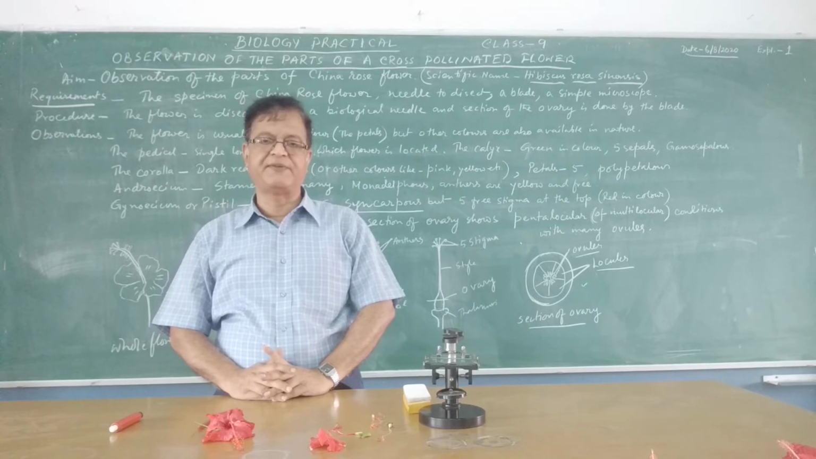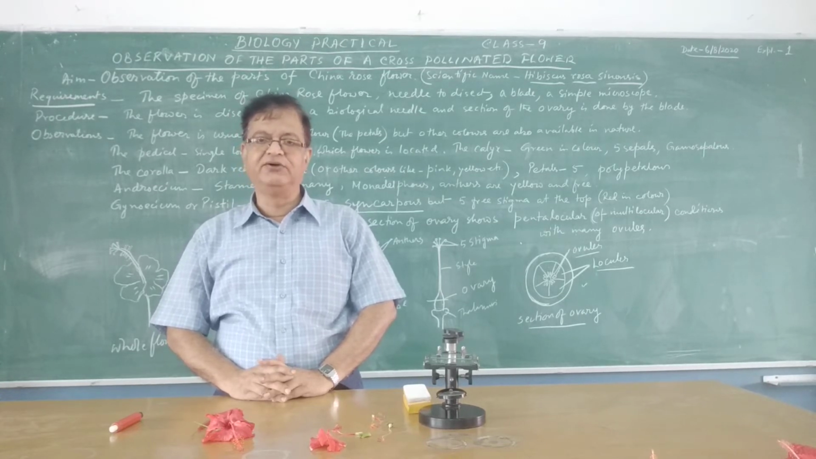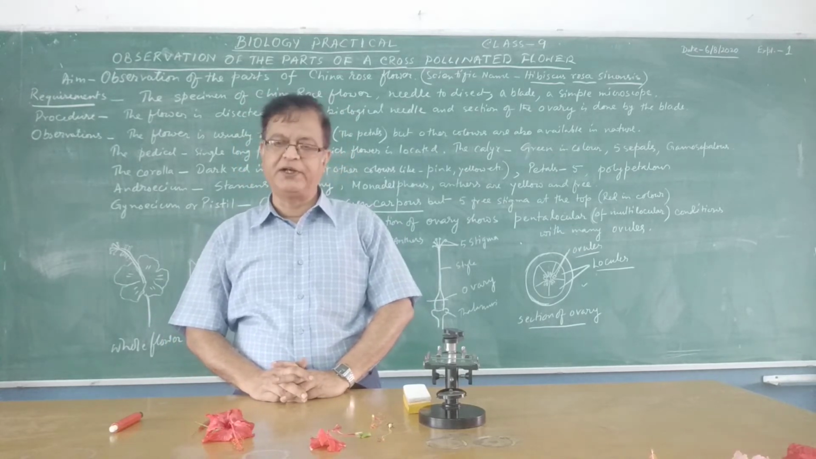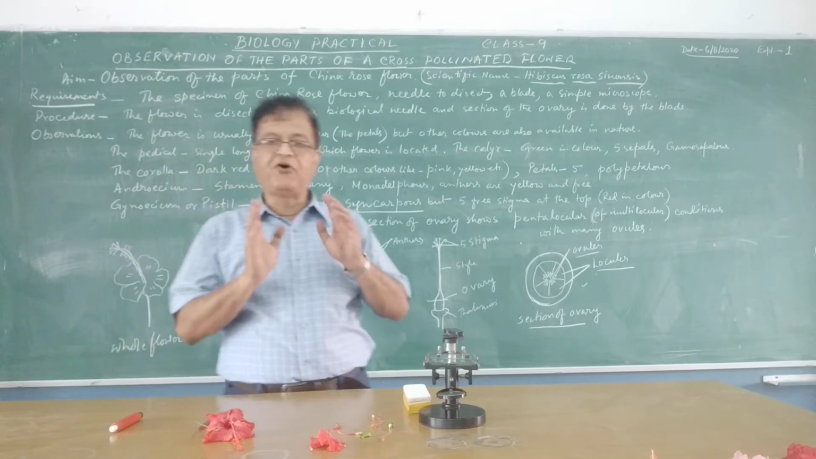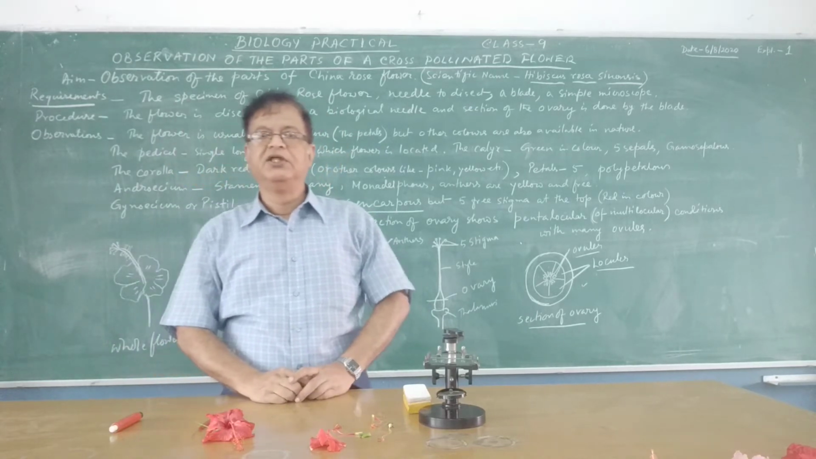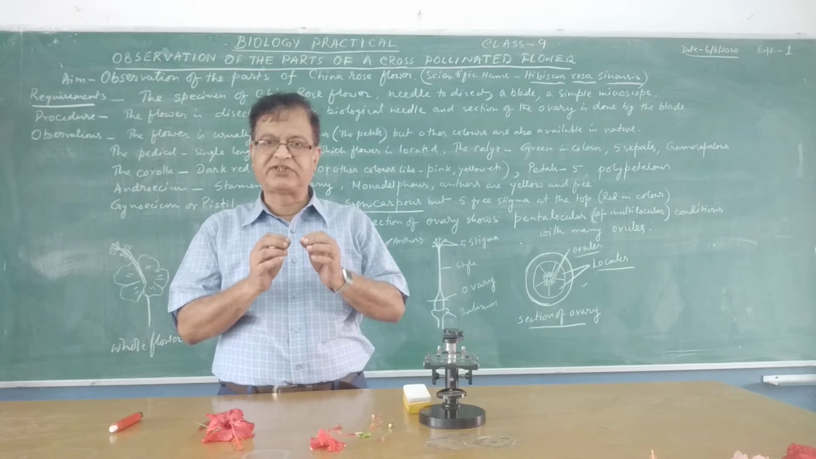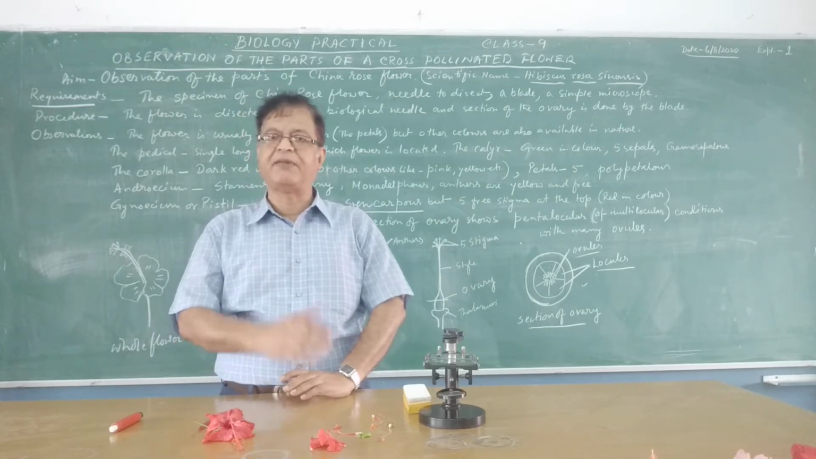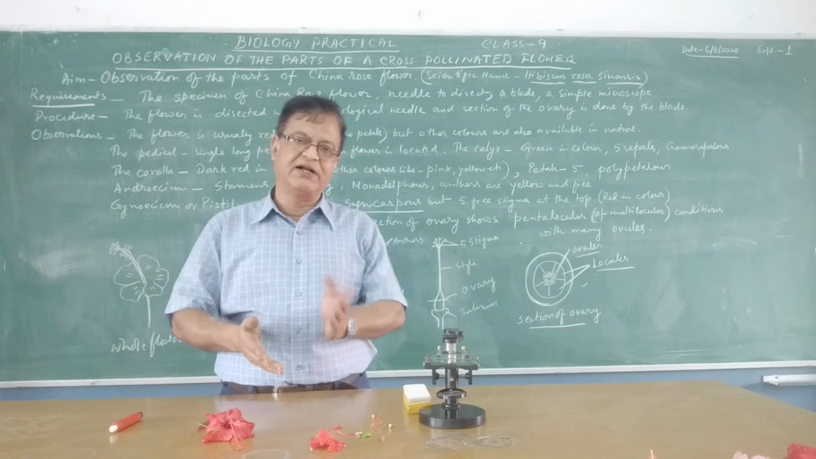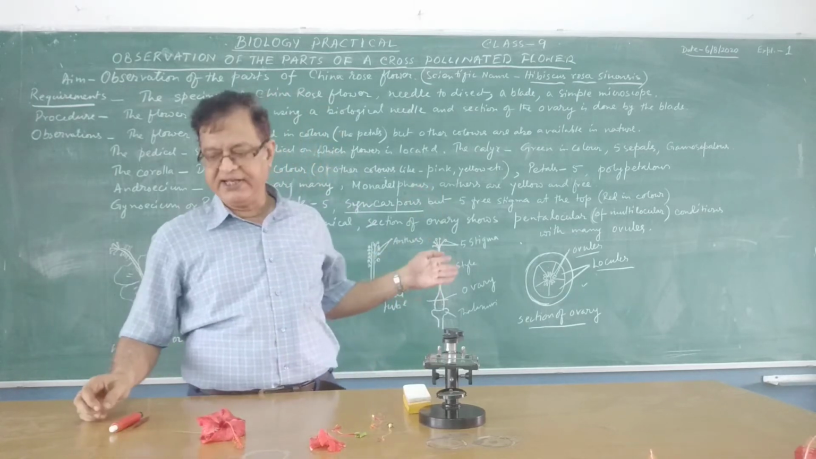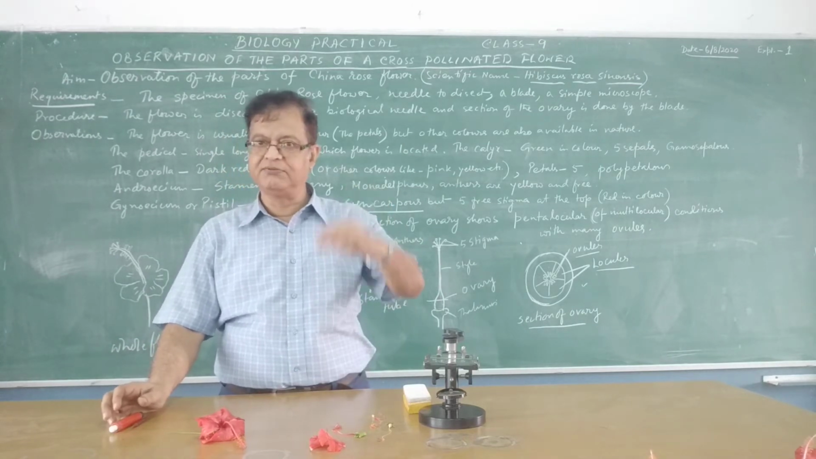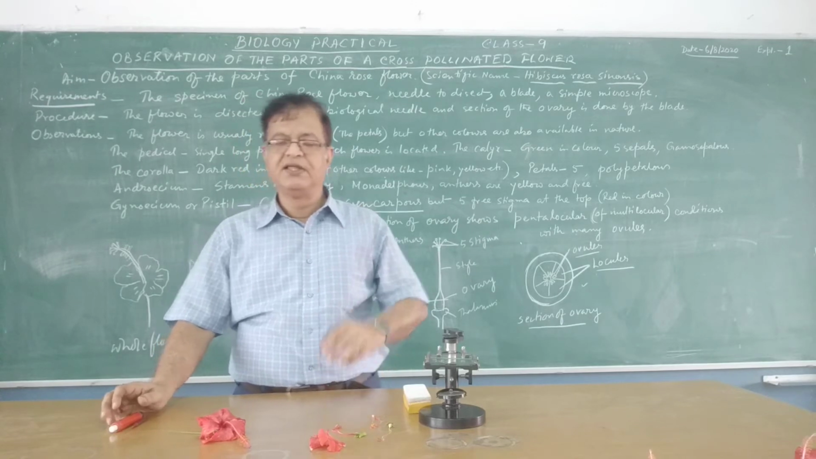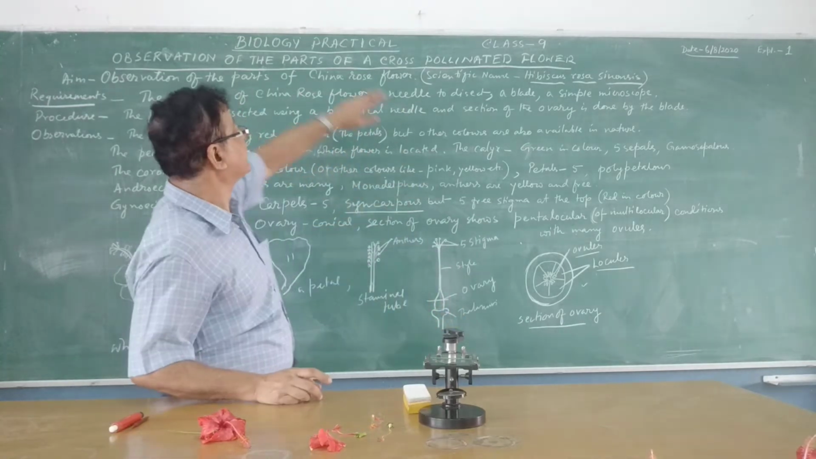Today's experiment is experiment number 1, and today's topic is study of a cross-pollinated flower. Before I start the practical, you should have one thread practical file with loose practical papers. The papers should have one side plain, one side ruled. The writings given here you should write on the ruled side, and drawing should be done on the plain side. So let us start the practical.